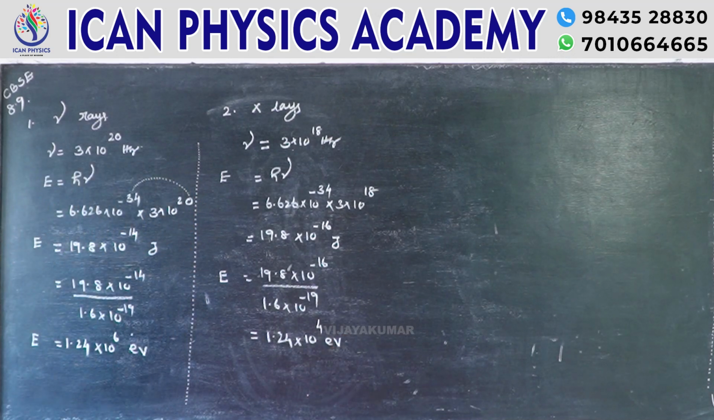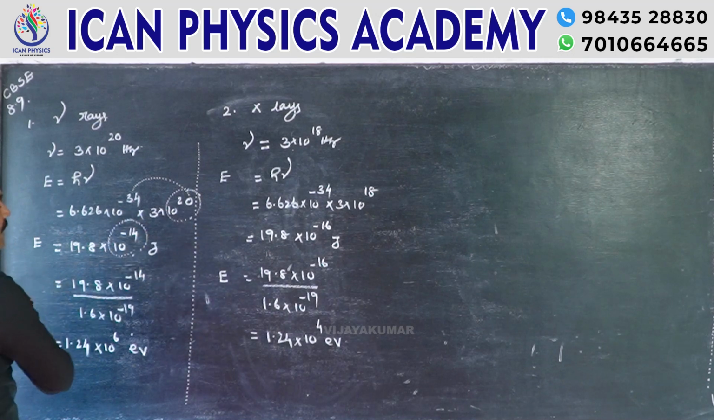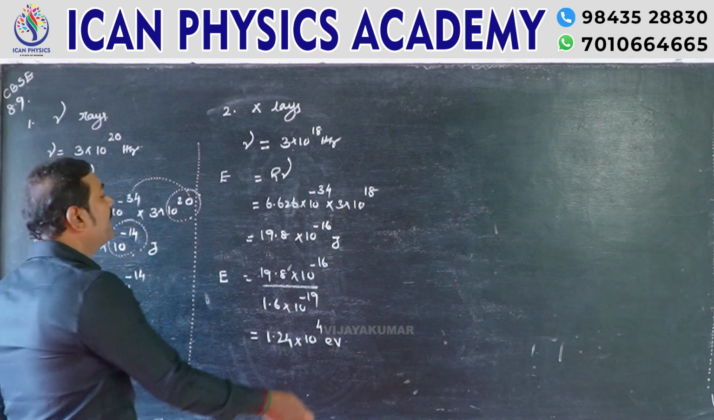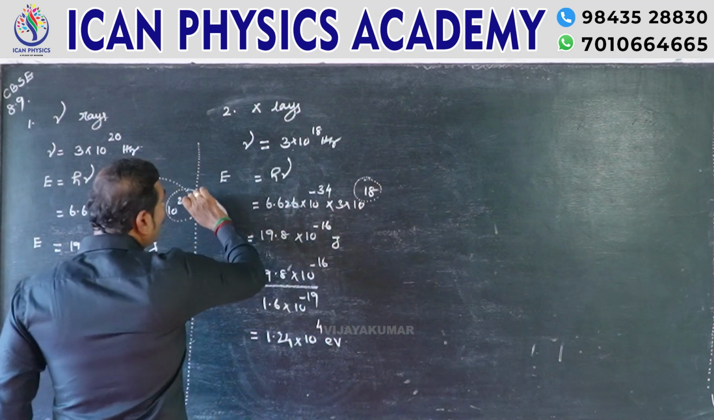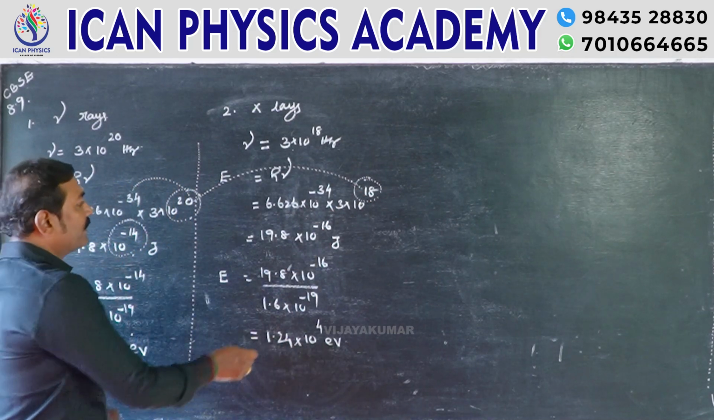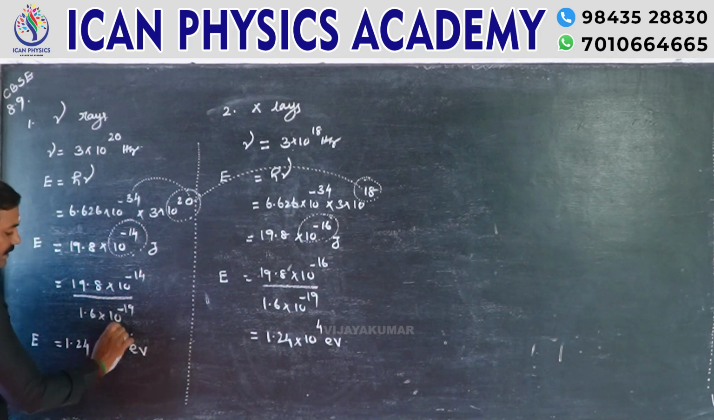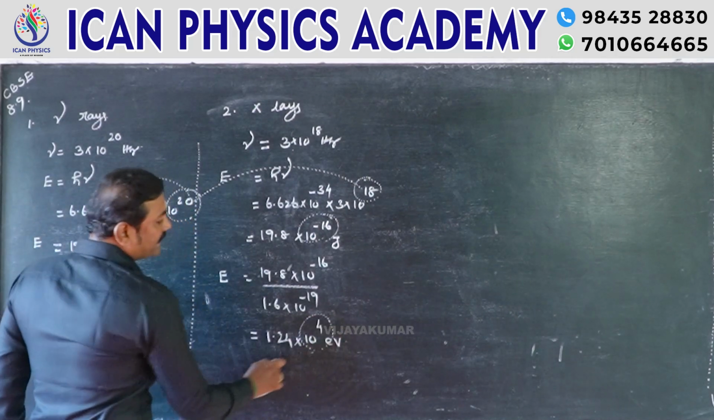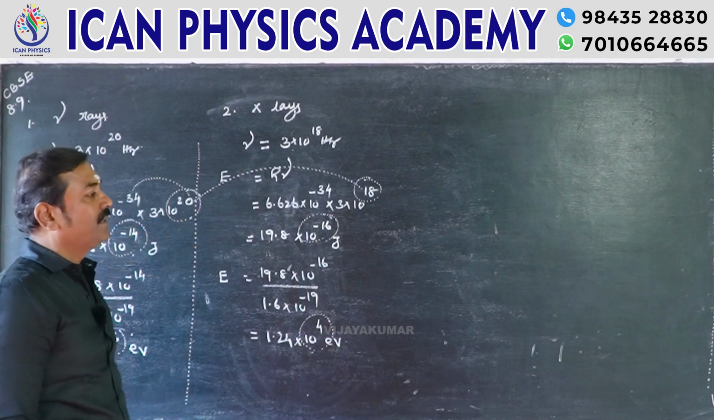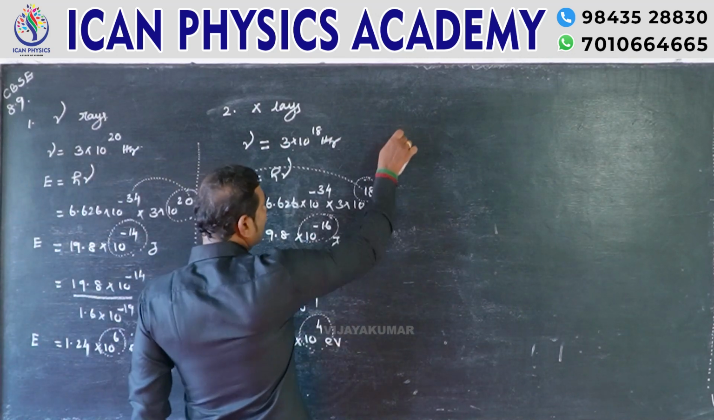Just compare these two. Here we are having 10 to the power 20, so your answer is minus 14. Here we are having 18. So what is the difference between the two? Only 2. So that your answer is also 10 to the power minus 16. Here 10 to the power 6, here it becomes 10 to the power 4. So nearly same. So for the next case only there is a change. So what about the third one?